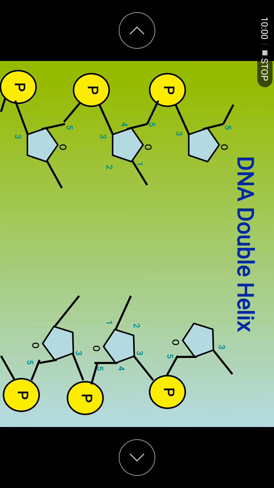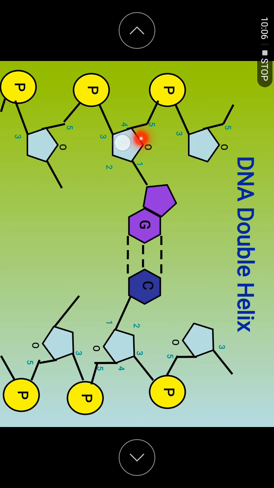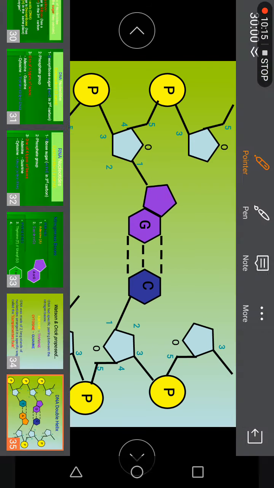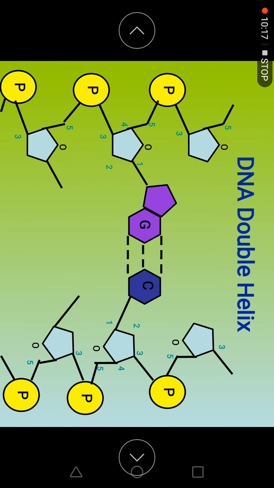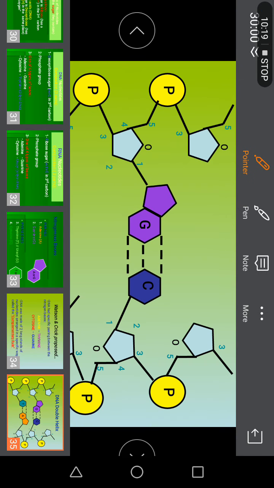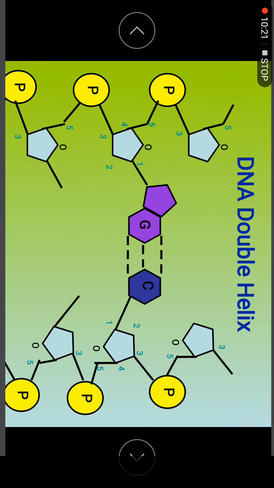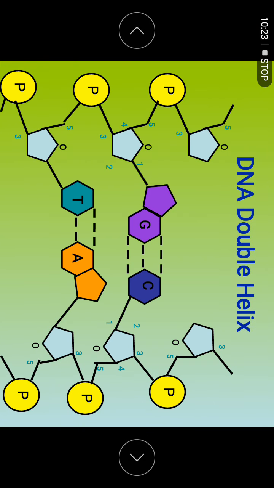The two strands are linked by the bases. Remember, this is the backbone, and the backbone is linked with the bases. So if you see here, guanine bonds with cytosine. T must bond with A. I cannot have G bond with A.